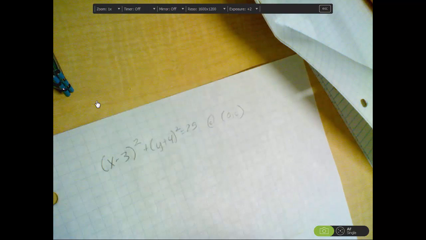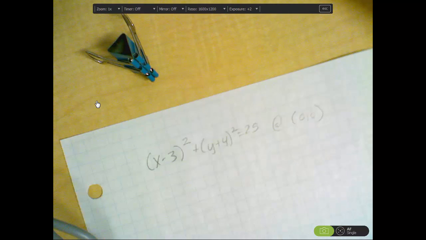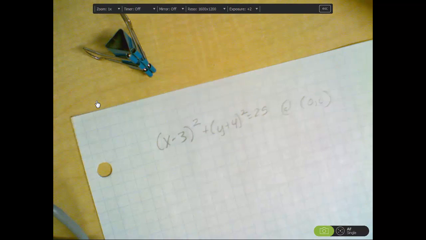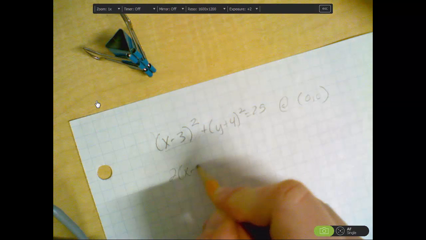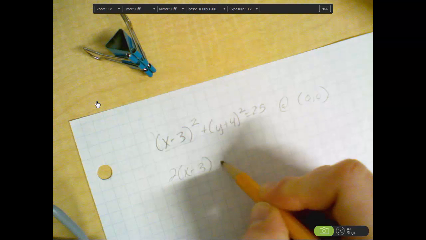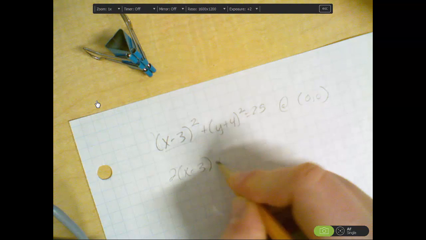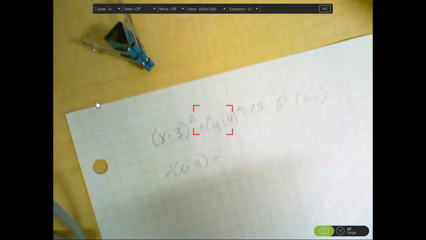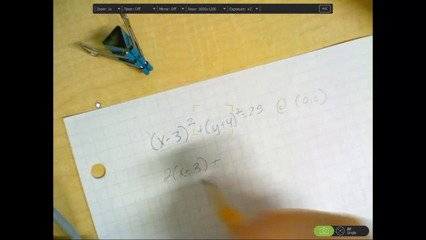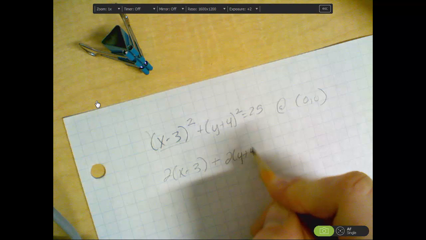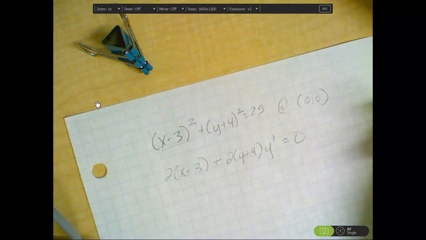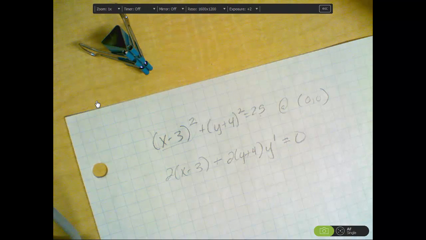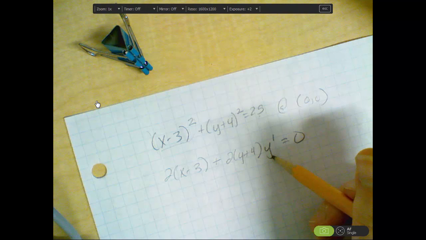It better. Okay. We're going to write the equation of the tangent line to this circle. Hopefully you know that's a circle. At the point 0, 0. So, chain rule here. 2 times x minus 3 to the first times the derivative of the inside, which is 1. Plus 2 times y plus 4 times the derivative of the inside, which is y prime, equals derivative of 25, which is 0.